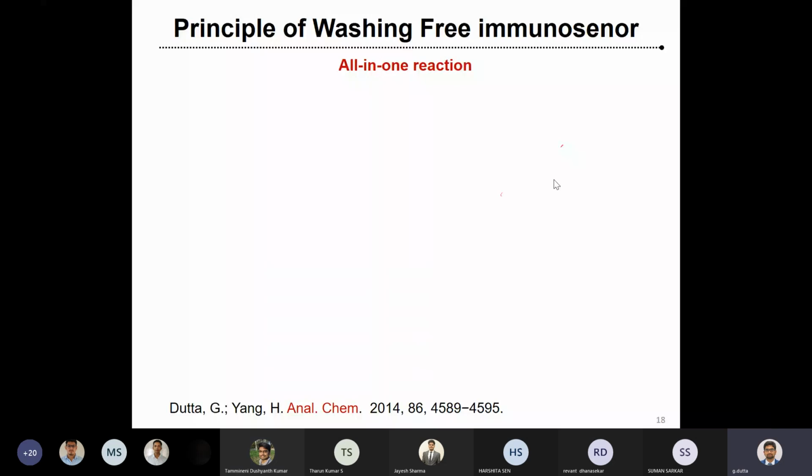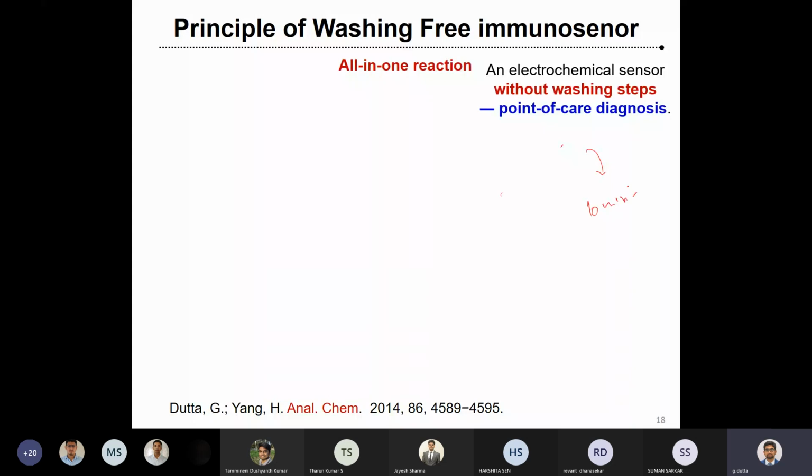Yes, sir. So how can we develop a washing free biosensor? See, this one is very important for point of care device development, right? So you can just drop the sample, incubate it for like 10 minutes, and you can get the data, right? Something like this. So no need for many step washing. This is called washing free.